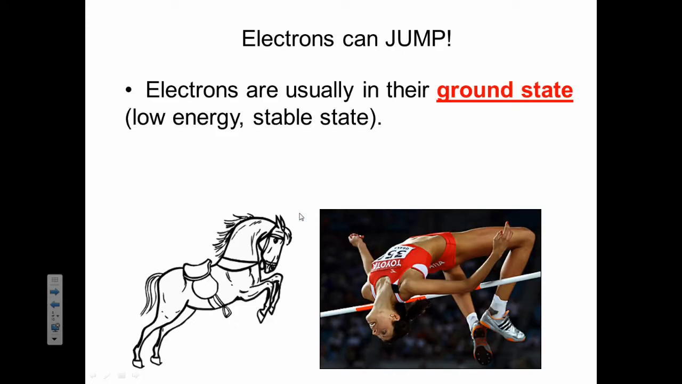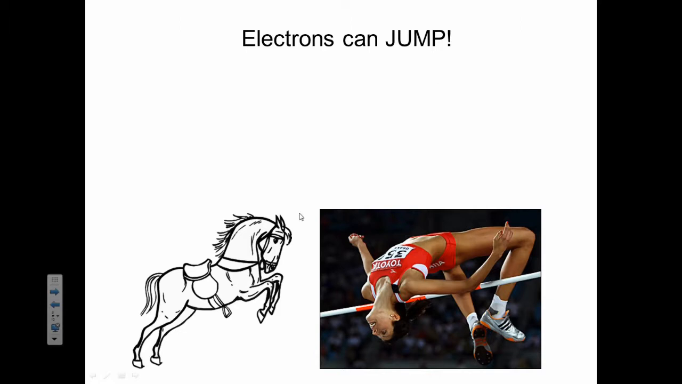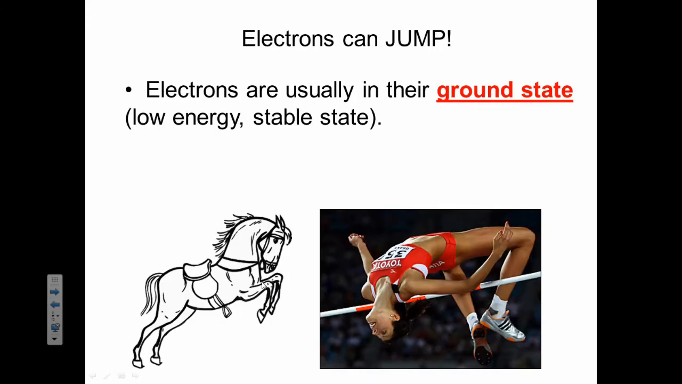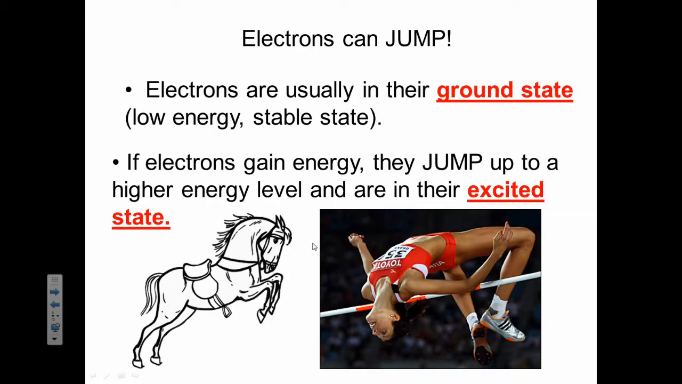Electrons can jump. They're typically in their ground state. They're in one of those earlier shells, the ones closest to the nucleus. That's the stable state. But if they gain energy, like from a hot flame, the electrons can jump up to a higher energy level, and that's called being in their excited state.